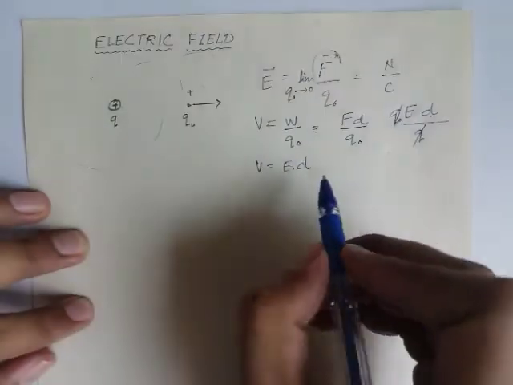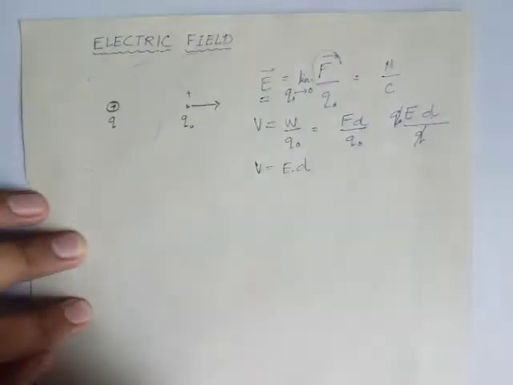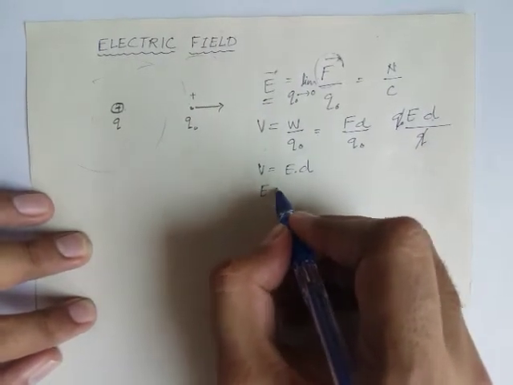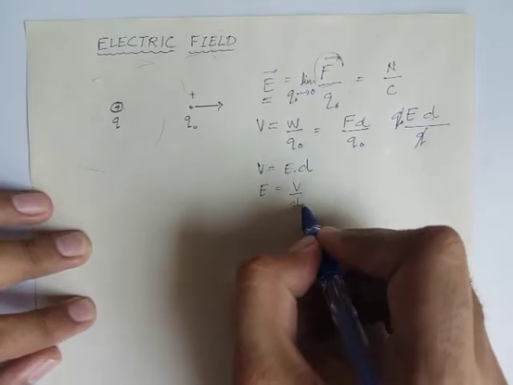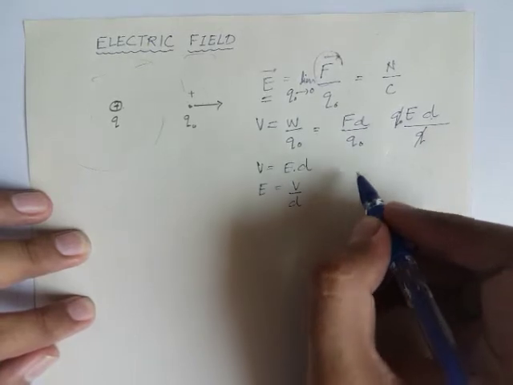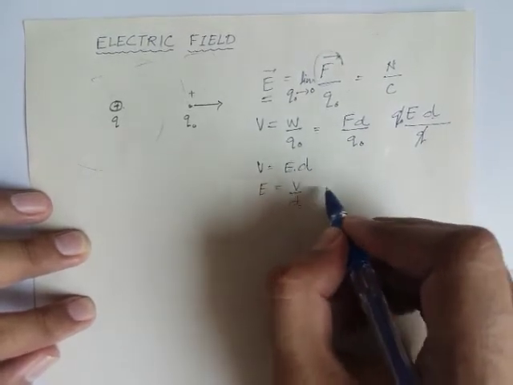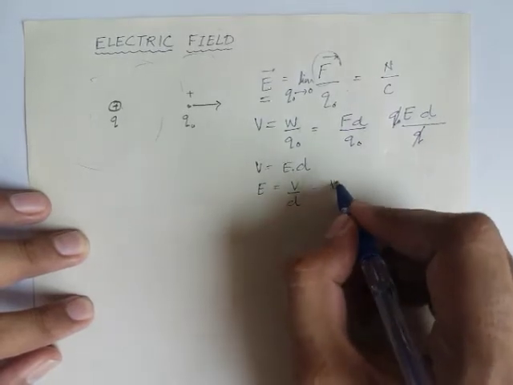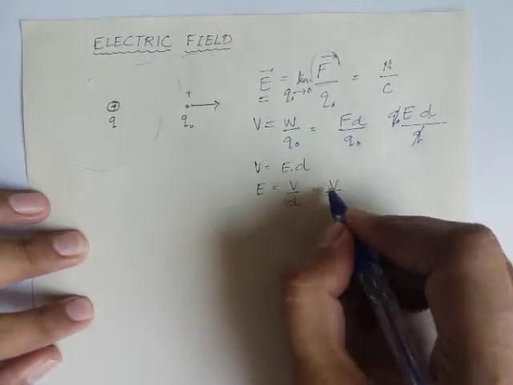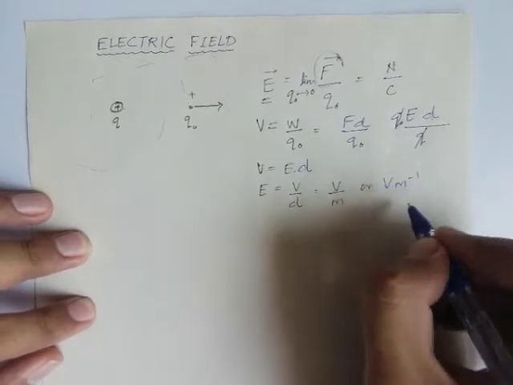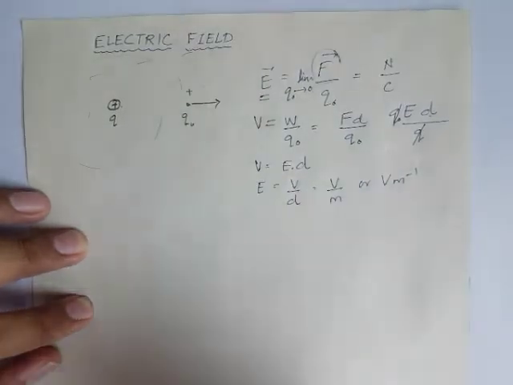And now we need to find the electric field. So the new formula for electric field that we get here is E equals V by D, that is volt per meter. V is the potential difference measured in volts, and distance is in meters. So the unit is volt per meter, or we can write it as volt meter inverse. These are the SI units.